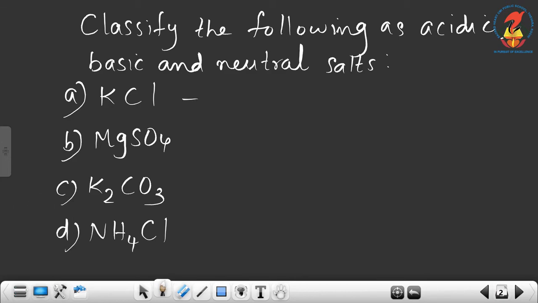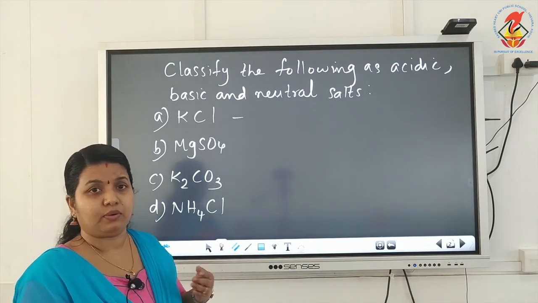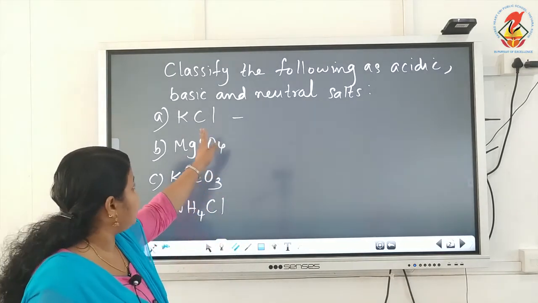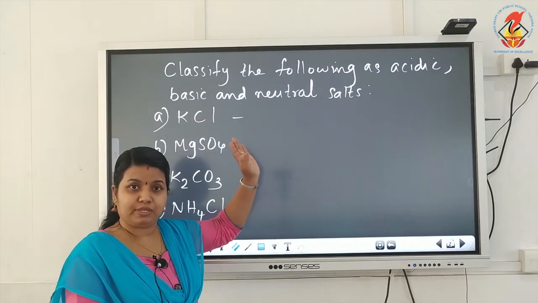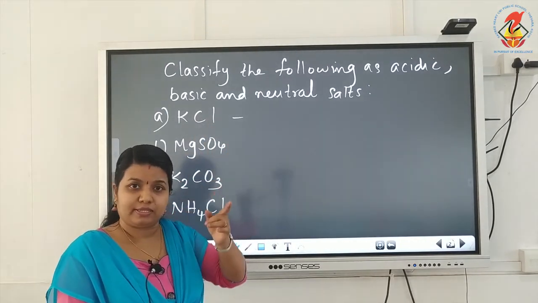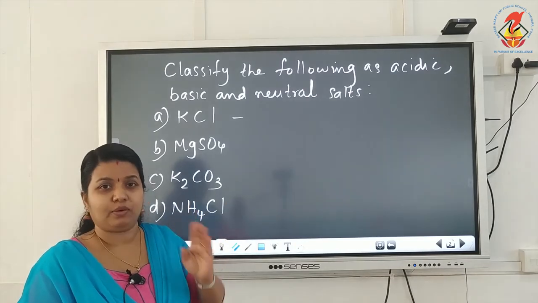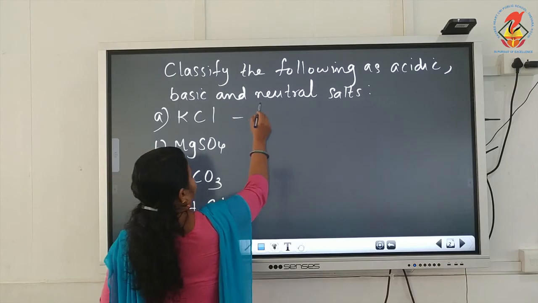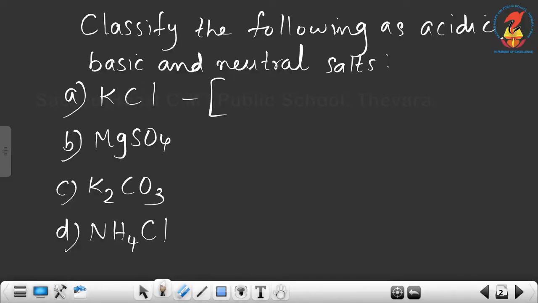Now take KCl. How to identify whether it is a neutral salt, acidic salt or basic salt? First thing is you identify the acid and the base which constitute this salt. Now understand their nature. That's how we identify it as an acidic, basic or a neutral salt. So KCl, what is the acid? Since it is chloride, the acid is hydrochloric acid. Now what is the base? Metallic part plus hydroxide, KOH.